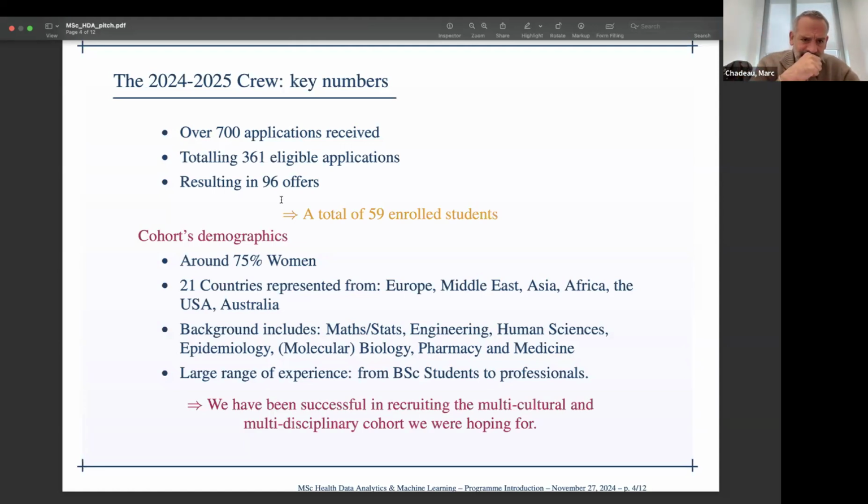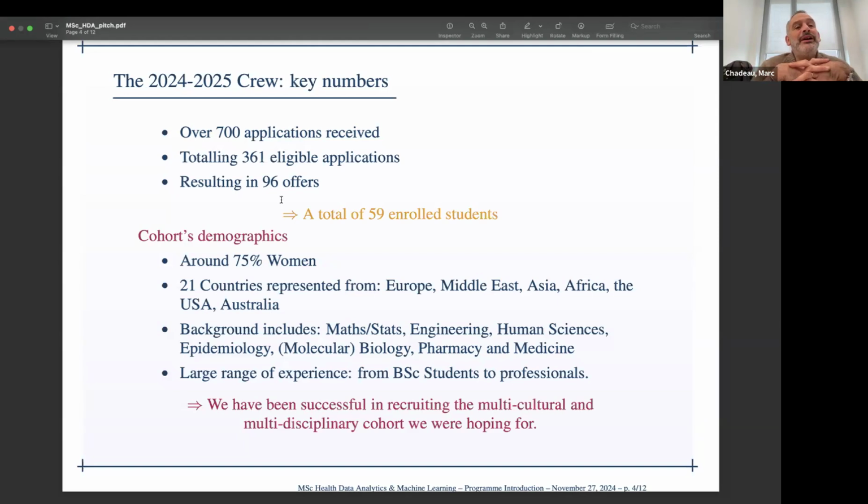What are the main demographics? Sorry, in our cohort, we have a vast majority of women in our course. Our 60 students come from 21 countries across the world. So we've got a large representation of European countries, but we also have students from the Middle East, Asia, Africa, USA, and Australia. So quite diverse, and we're quite happy with that cultural mix that we were able to recruit.